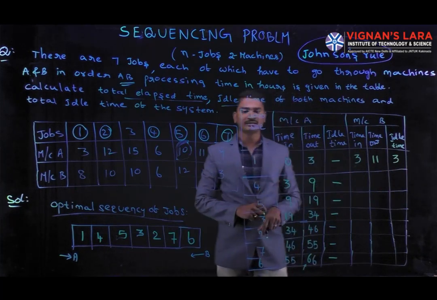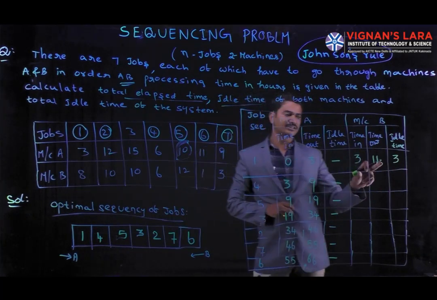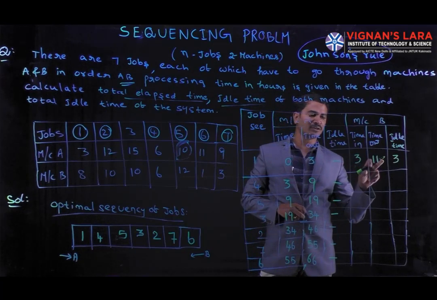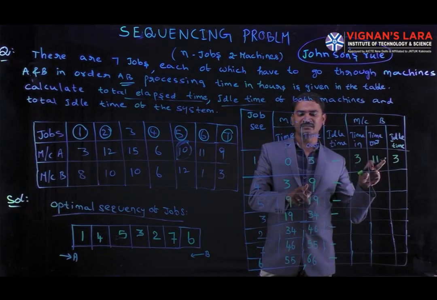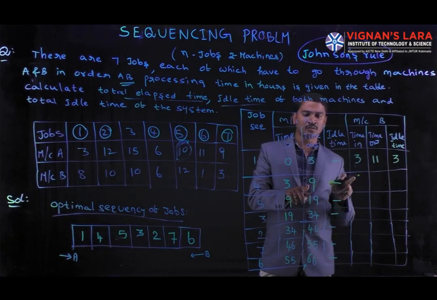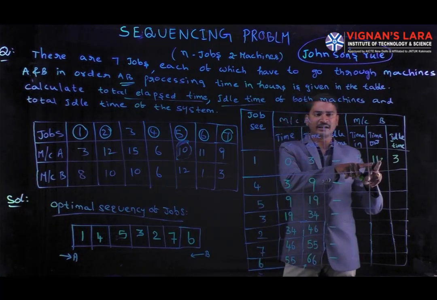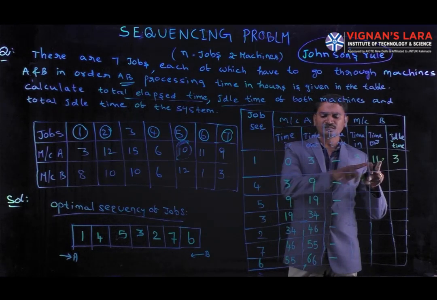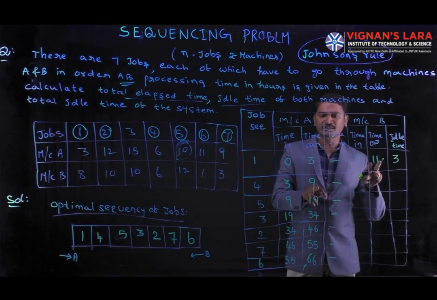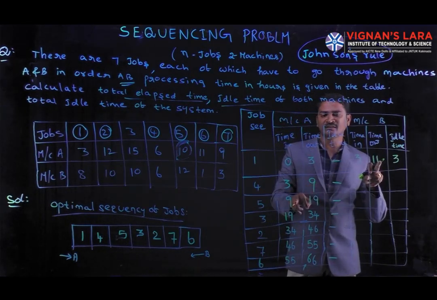Okay, next coming to the second job. Here Machine B's time out is 11 hours and Machine A completed at the 9th hour only. So here there is no waiting time. Machine B is busy up to the 11th hour. Machine A completed at the 9th hour and will start again at the 9th hour. So here the job is waiting but the machine is not idle. After completion, we place the job outside and it waits for the machine.